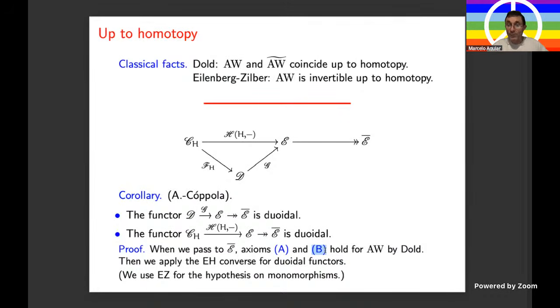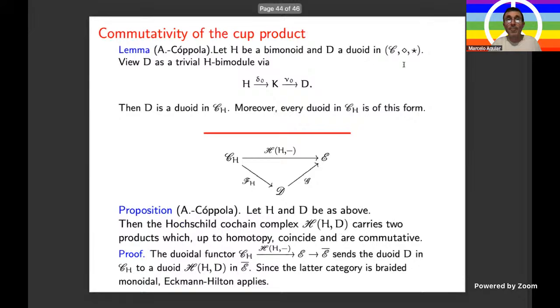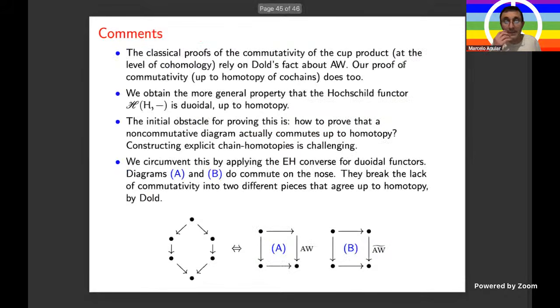So the axioms hold separately. Up to homotopy, it is a classical fact that the two transformations coincide. And for that reason, up to homotopy, A and B hold, and then the duoidal axiom holds. That's perhaps summarized in this scheme here. This axiom that we wanted to prove, if you break it into two pieces, you can deal with each separately and then appeal to this classical fact that AW and AW tilde coincide to conclude that the two hold simultaneously if you're working up to homotopy.